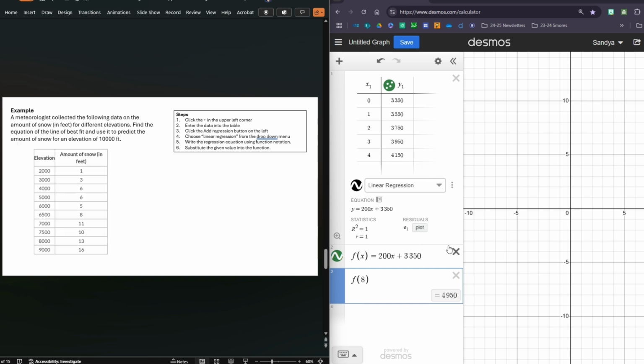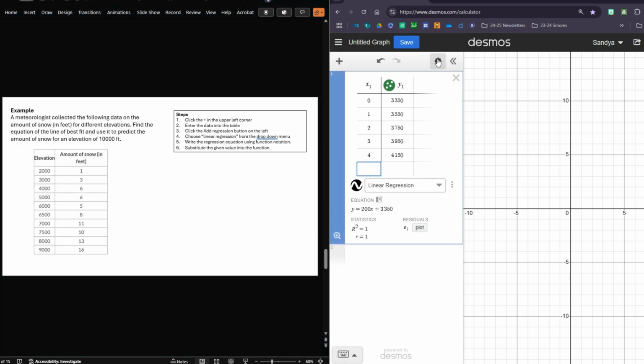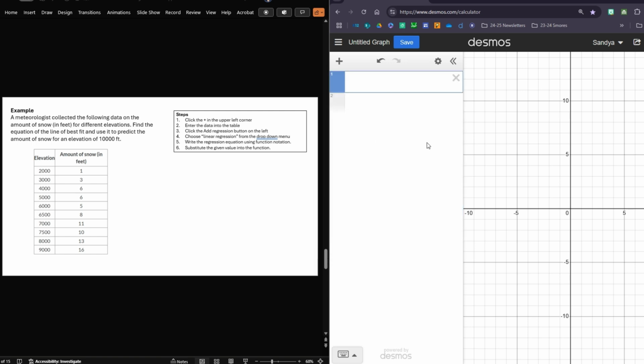So let's try another example. Here it says a meteorologist collected the following data on the amount of snow in feet for different elevations. Find the equation of the line of best fit and use it to predict the amount of snow for an elevation of 10,000 feet. I'm going to go ahead and pause the video and give you a chance to type all these values into your table in Desmos.